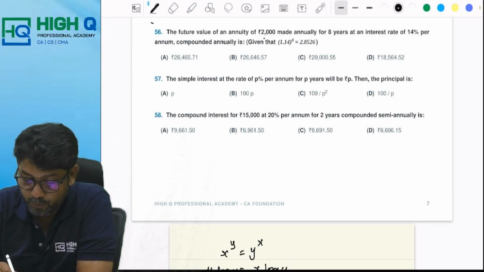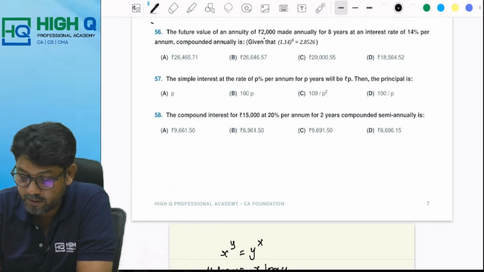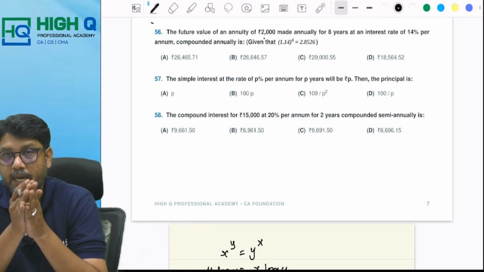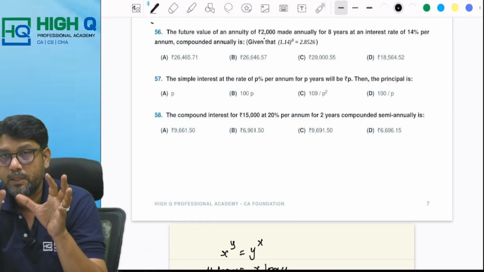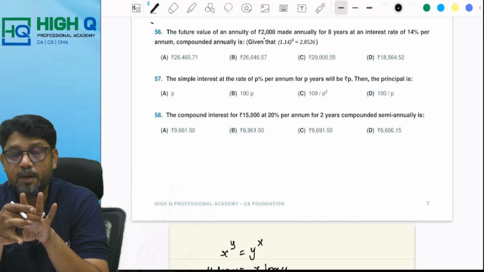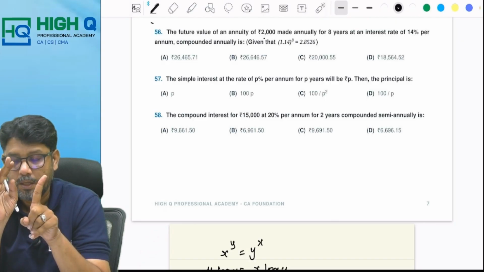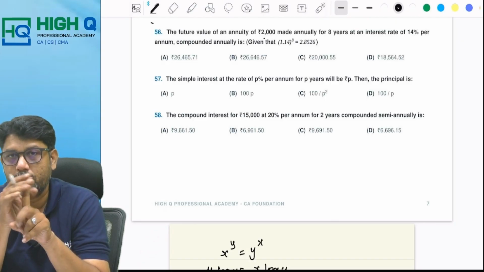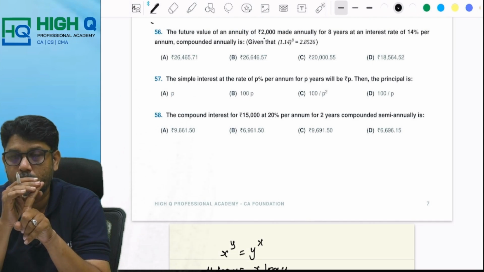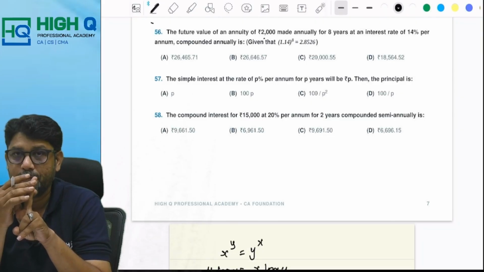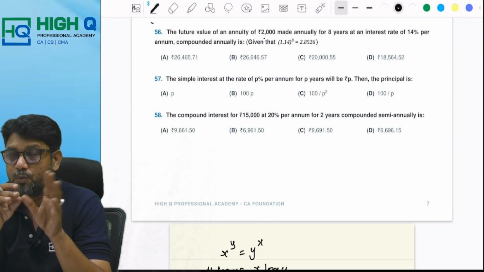Question 56. The future value of an annuity of 2,000 rupees made annually for 8 years at an interest rate of 14% per annum compounded annually. See, when I teach time value of money, I always give three thumb rules to solve this kind of future value, present value formula problem. First, identify whether the problem is based on borrowing or investment. When the problem is based on borrowing, we have to use present value. When the problem is based on investment, we have to use future value.